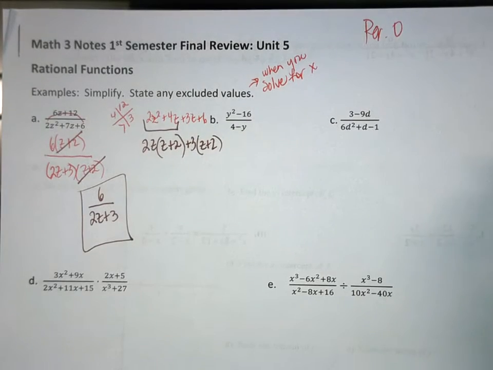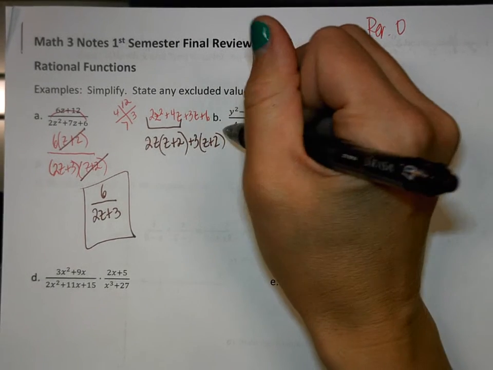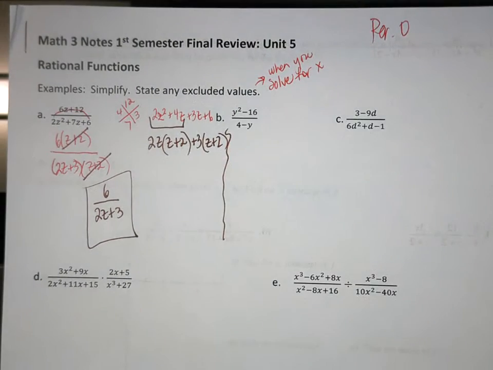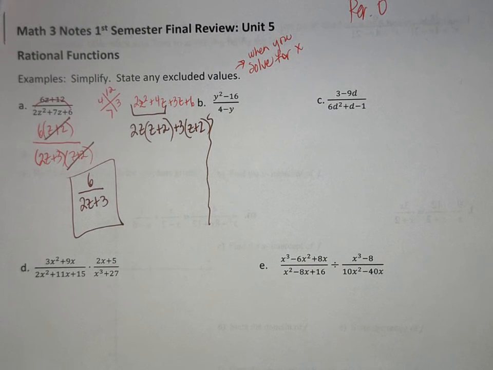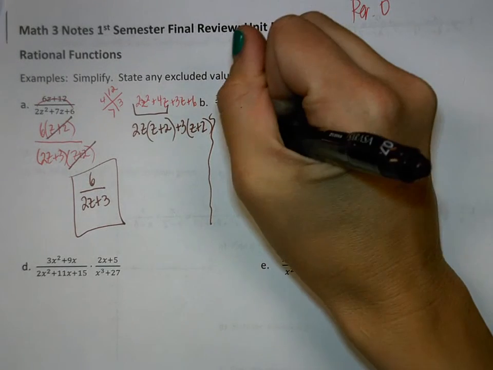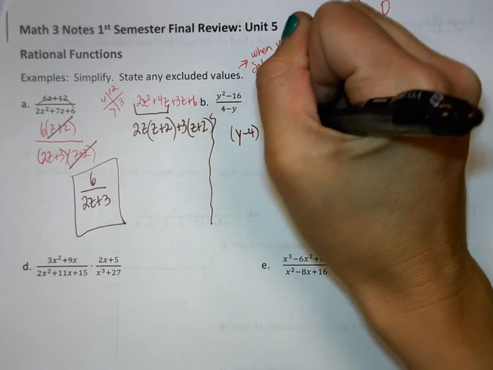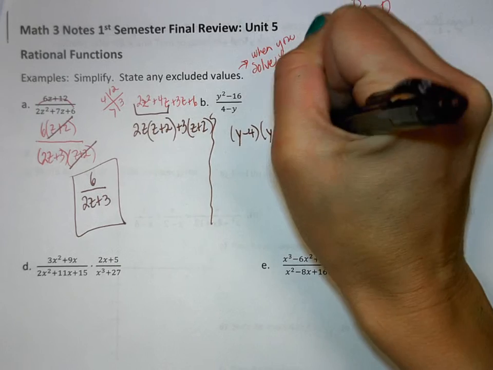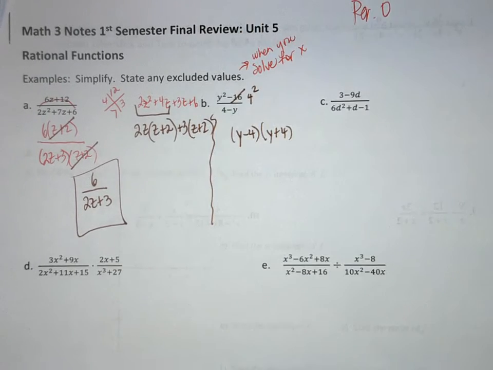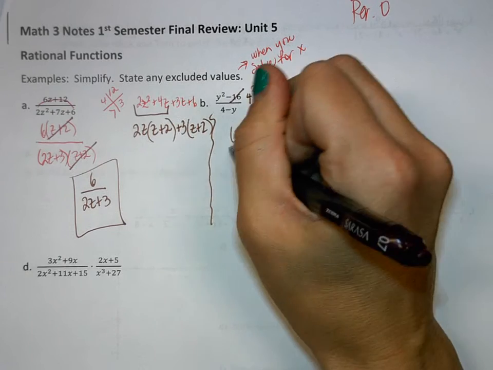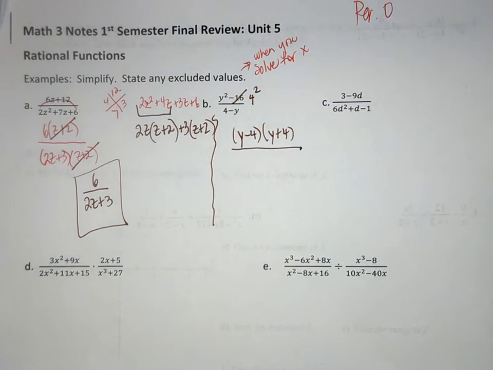All right. Moving on to B. Okay, can the top be factored? Yes. What does it factor to be? y minus 4, y plus 4. Good. y minus 4, y plus 4, because it's a difference of squares. If you wanted to, you could rewrite 16 as 4 squared. Now, this is over 4 minus y.